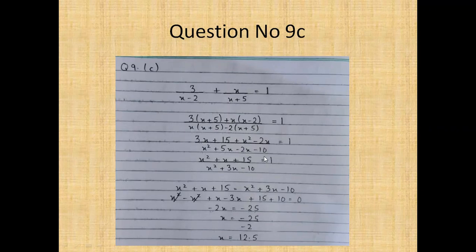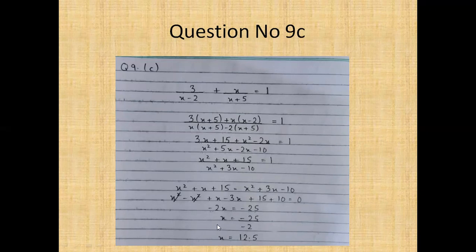So you can take this to the other side. This denominator will go to the other side if you multiply with the 1. So you will have x squared plus x plus 15 is equal to x squared plus 3x minus 10. The x squared and x squared will be cancelled. So bring this minus 3x, plus 15 plus 10 equals 0. So you will have minus 2x equals to, it will become minus 25 when it goes to the other side.